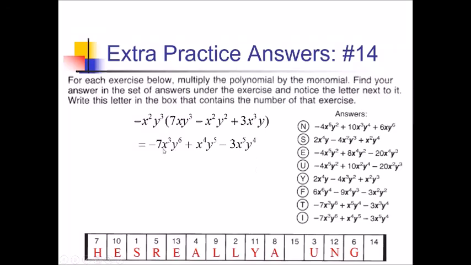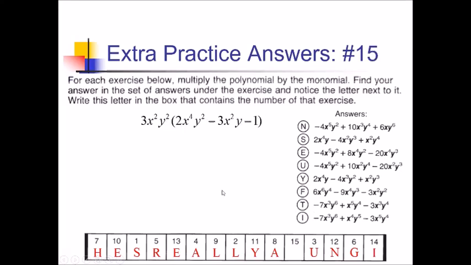Now I want a negative 7x cubed y to the 6th. And it looks like I've got T or I, one of those. It looks like the next thing we need is x to the 4th, y to the 5th. That's in I, and we also have the negative 3x to the 5th, y to the 4th. So I for 14.